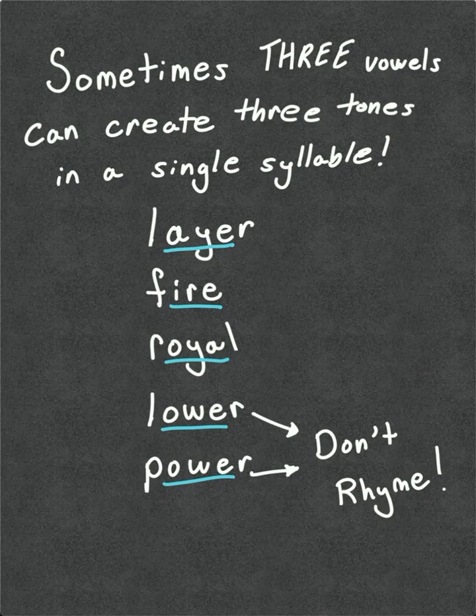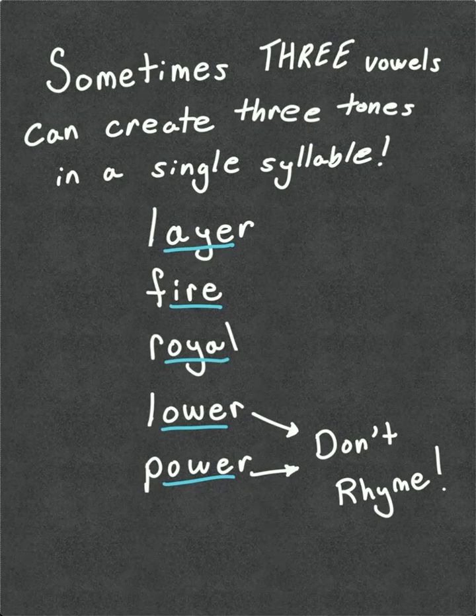So look at those last two. Lower, power. They're spelt almost the exact same way, so this is what you call a sight rhyme. To the eye, they should rhyme, but when we say them out loud, just the way the vowels are operating, it creates a different sound. And those two words do not rhyme.